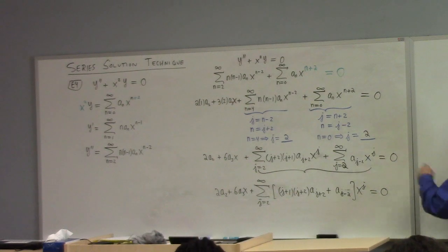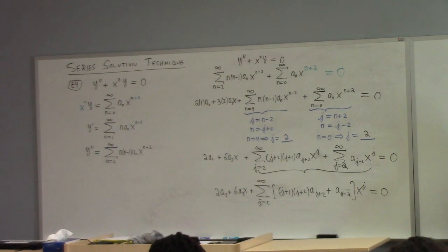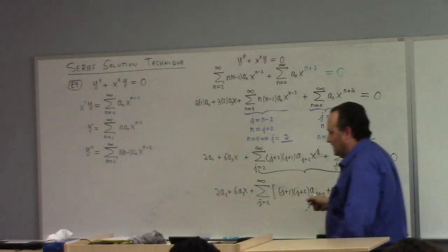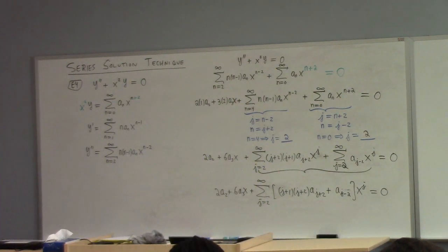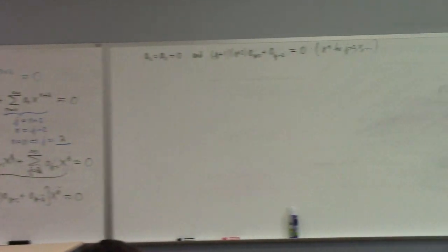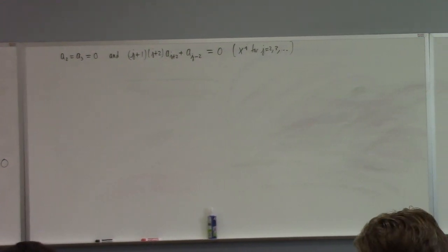And j plus 1 times j plus 2 times a sub j plus 2 plus a sub j minus 2 is equal to 0. This is looking at x to the j for j equals 2, 3. So equating coefficients of that equation gives me not 1, not 2, in fact, countably many recurrence relations, interlinking the coefficients. And I think at this point it is wise for us to change the letters yet again.